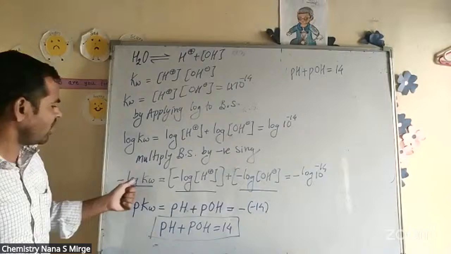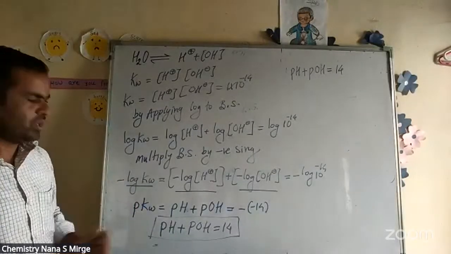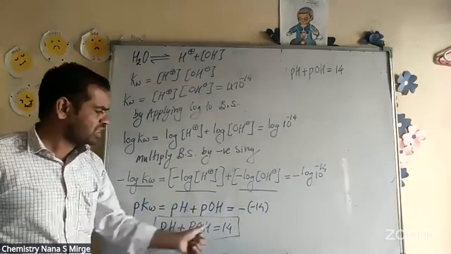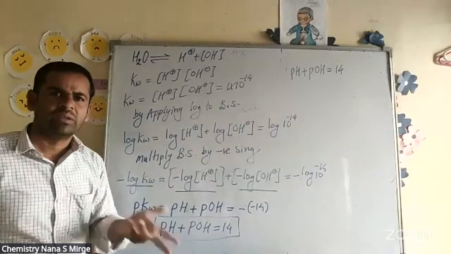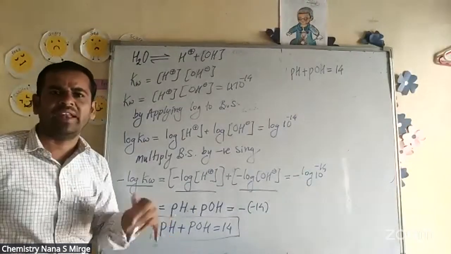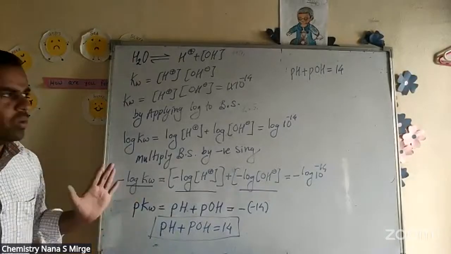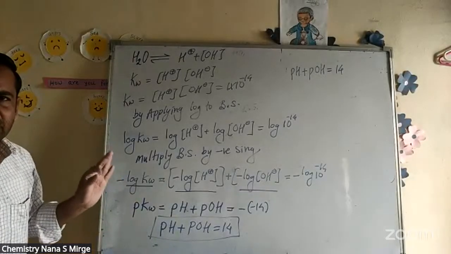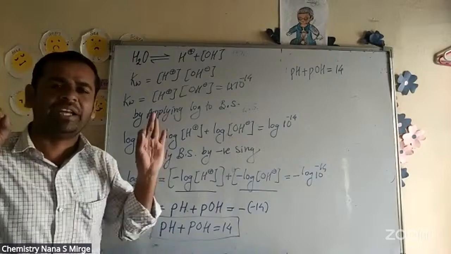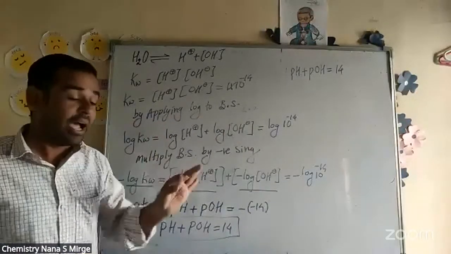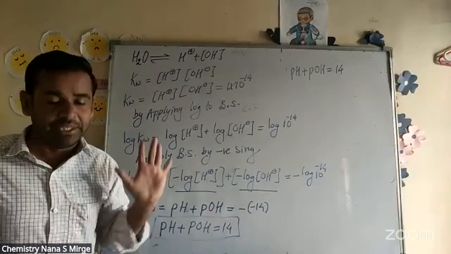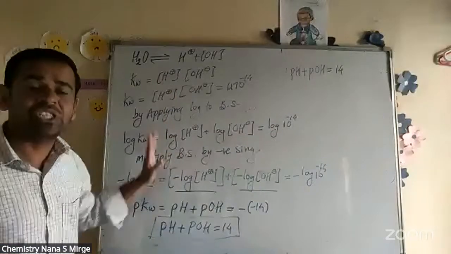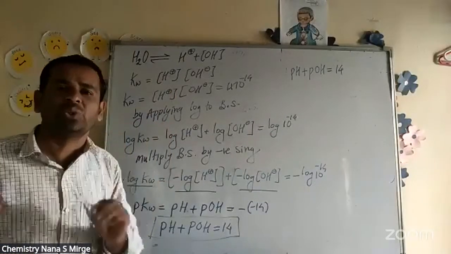Okay, and this log of kW is equal to pKW. So pH plus pOH is equal to 14. That's all. You can have your value. Okay, did you understand this thing? Please tell me if you have any doubt. I will give you 2 minutes for justifying this equation. Any step you could not understand, please tell me.